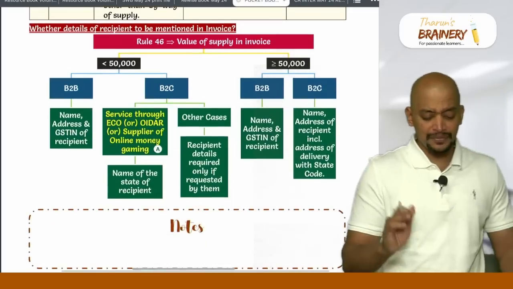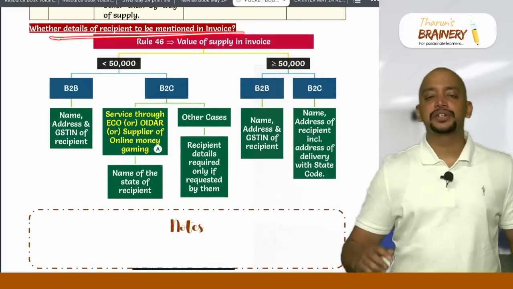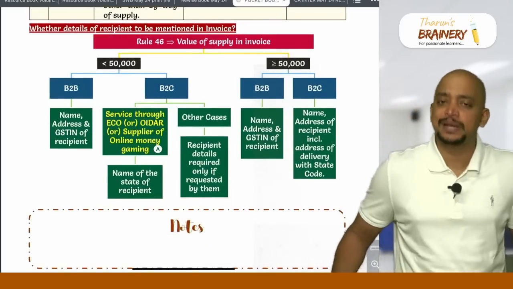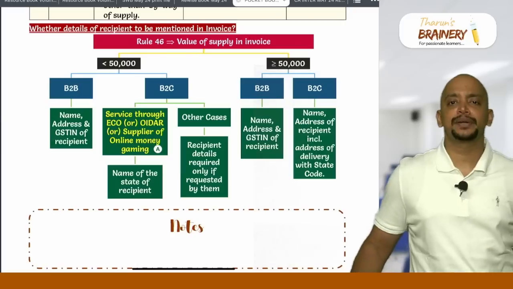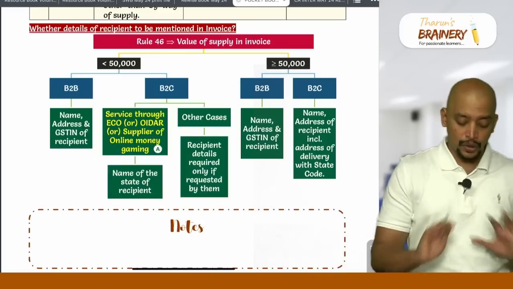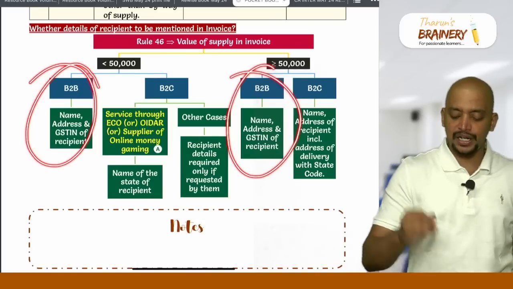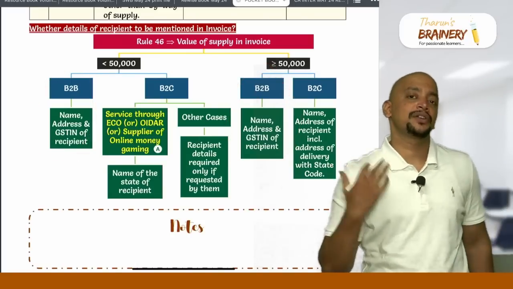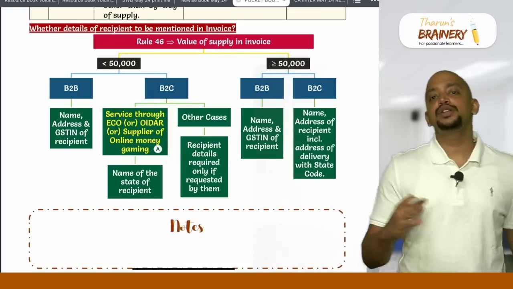Whether recipient details are to be mentioned in the invoice: basically, if it is a B2B transaction, that is, a sale to a registered person, definitely recipient details should be mentioned in the tax invoice, no doubt about that. So for B2B, recipient details should be mentioned: name, address and GSTN of the recipient. But what if it is a B2C transaction?